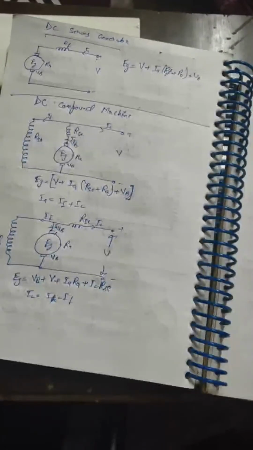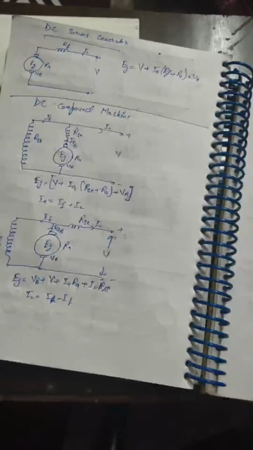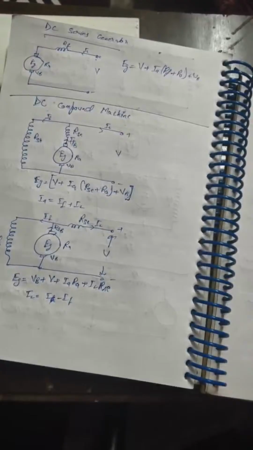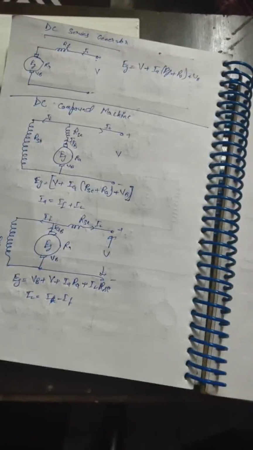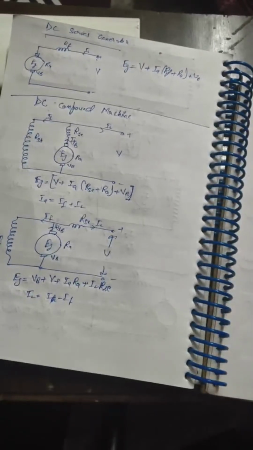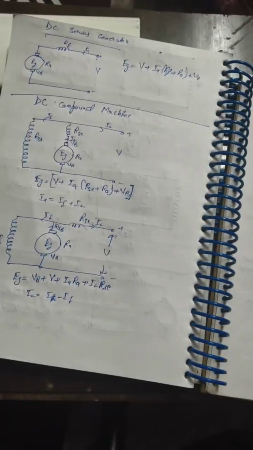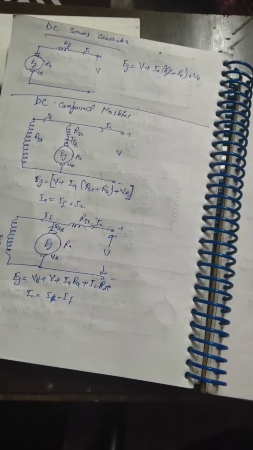So we have completed the DC machines, all the equations which we require. However, the DC compound machine as a motor equation will be discussed in the upcoming lecture, and it works as a home assignment. So thank you guys, that's all for today.